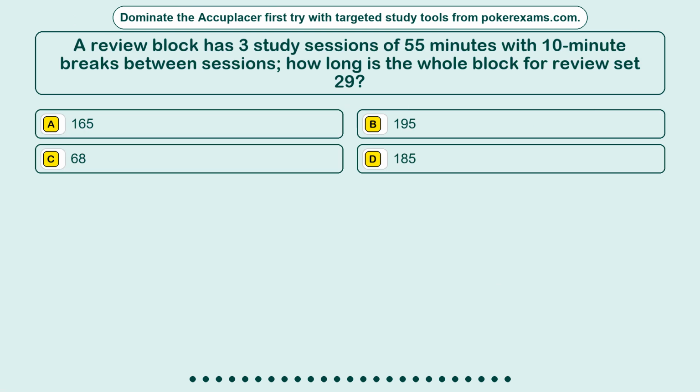Question 8. A review block has 3 study sessions of 55 minutes with 10-minute breaks between sessions. How long is the whole block for review set 29? Option A, 165. Option B, 195. Option C, 68. Option D, 185.